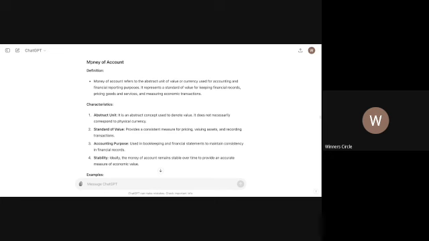Okay, so money of account definition. Money of account refers to the abstract unit of value or currency used for accounting and financial reporting purposes. It represents a standard of value for keeping financial records. That's what I'm telling you the United States dollar does.